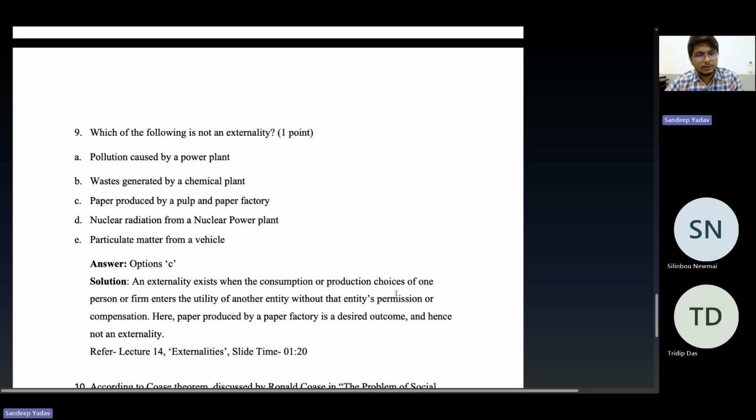Nuclear radiation from a nuclear power plant, it's also a negative externality. And particulate matter from a vehicle, it's also a negative externality. So option number C is the most feasible answer.